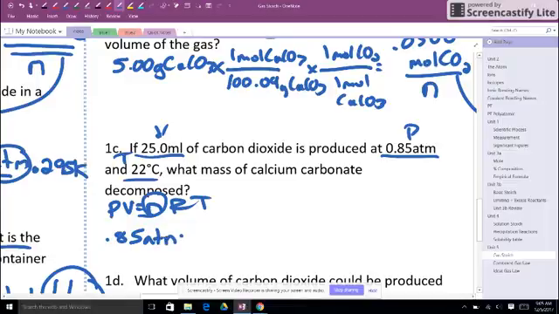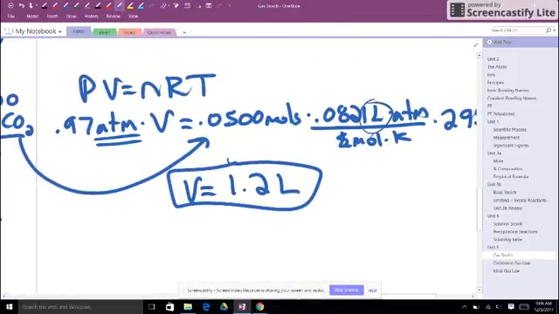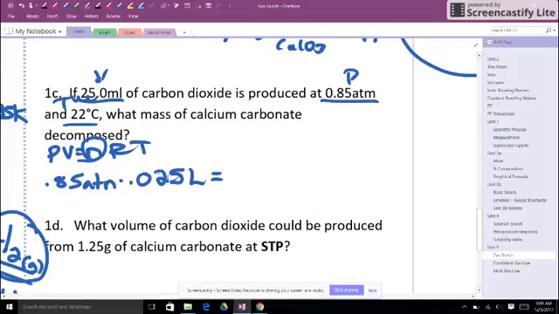Now, during PV=nRT, we have to make sure our volumes are in liters, because the R values are always in liters. So we need to look at this 25 milliliters and go 1, 2, 3. 25 milliliters is 0.025 liters. I think this would be a common mistake to make in this question, one we just need to be careful with.